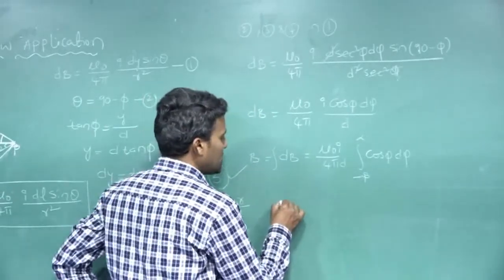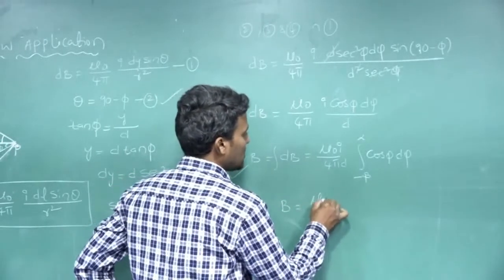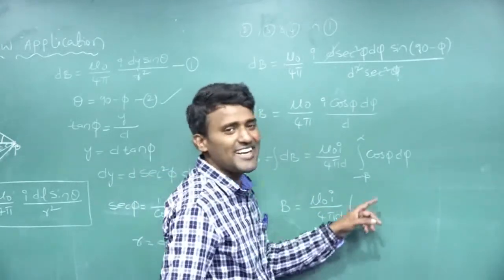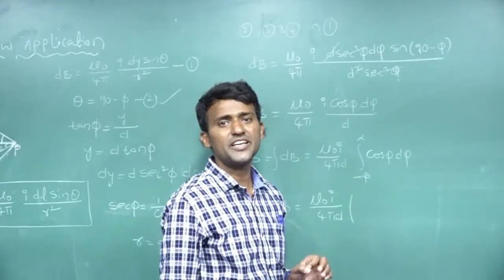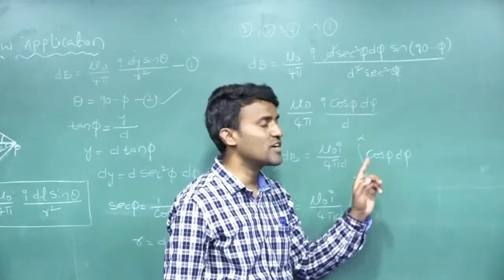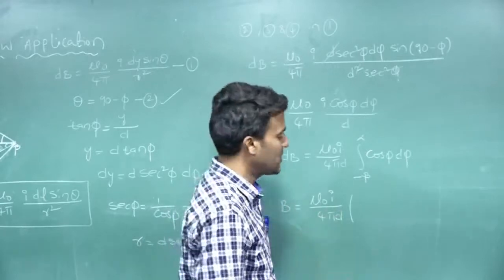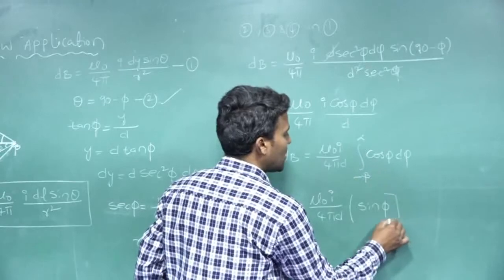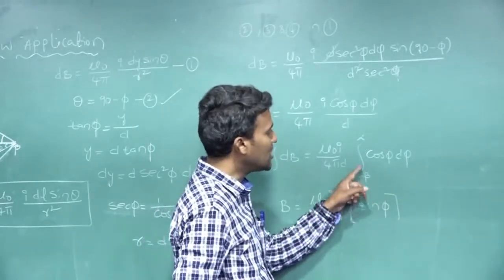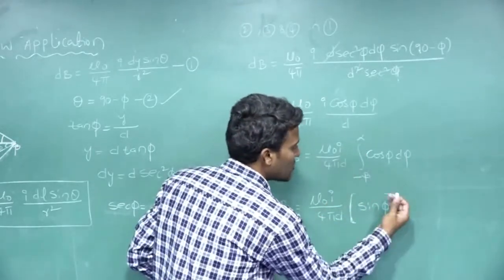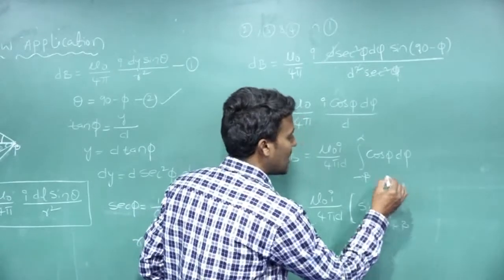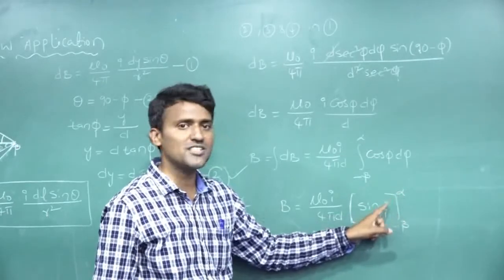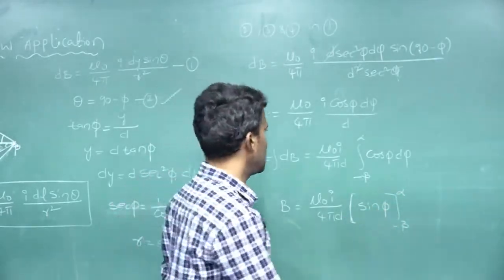B is equal to mu naught I divided by 4 pi d, integral of cos theta d theta. The integration of cos theta is sin theta. So sin theta, I have written the limits. After completion of the integration, we write the limits on the right side of the bracket, minus beta and alpha. Now substitute the upper limit and lower limit. Here alpha is the upper limit, beta is the lower limit.